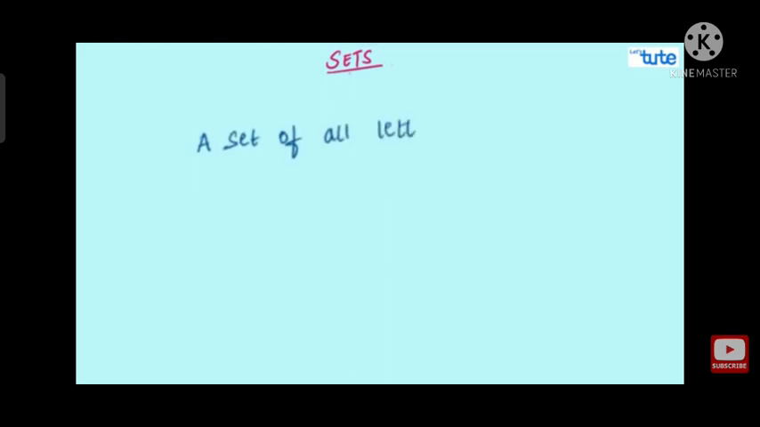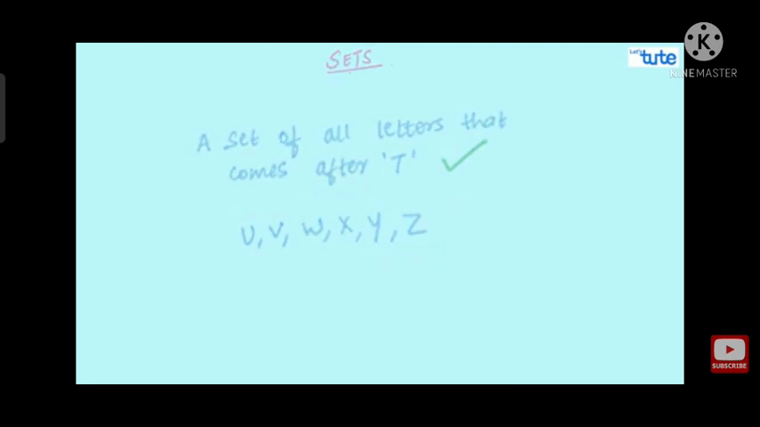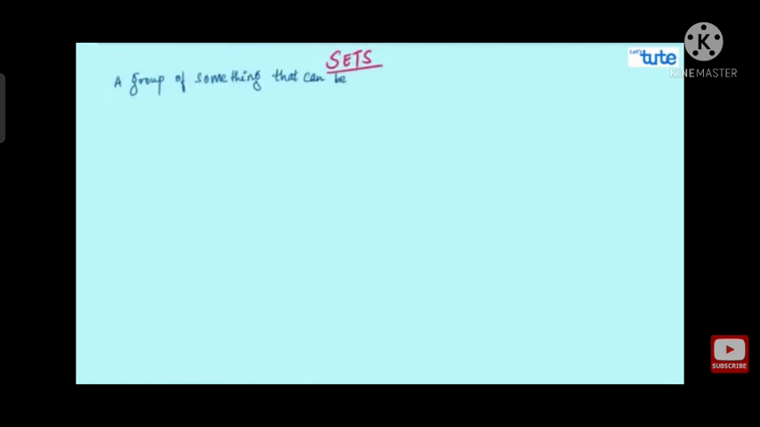A set of all the letters that come after T. So what all letters will be there? U, V, W, X, Y, and Z. Yes, so this can also be called a set, right? Let's see a few of these examples to check if we can form a set of them or not.